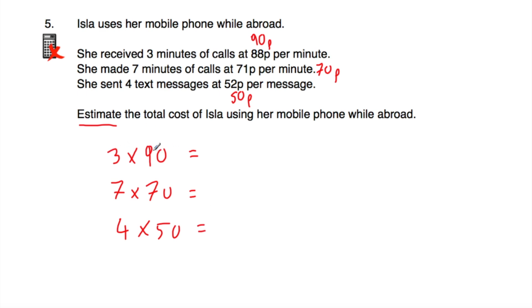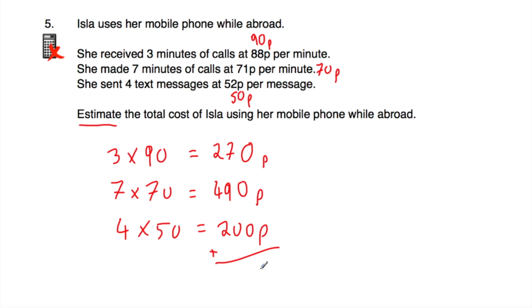So 3 times 90, well 3 times 9 is 27, and then put on the 0, so 270 pence. And then 7 times 70, well 7 times 7 is 49, and then put on the 0, so that'll be 490 pence. And finally 4 times 50, well 4 times 5 is equal to 20, and then put on the extra 0 will be 200 pence. So we've got 270 pence, 490 pence and 200 pence. Well, if we add those all up, that'll be a good estimate for the total cost of Isla using her phone. So let's add these up.